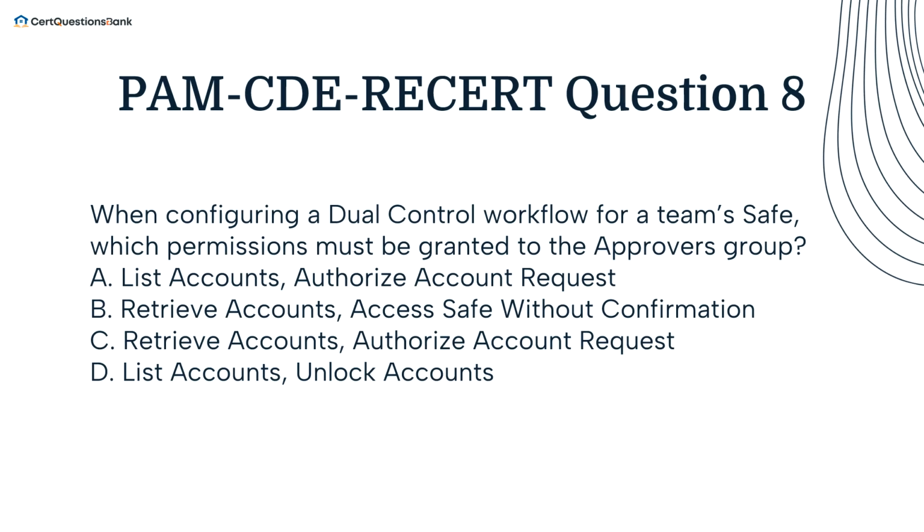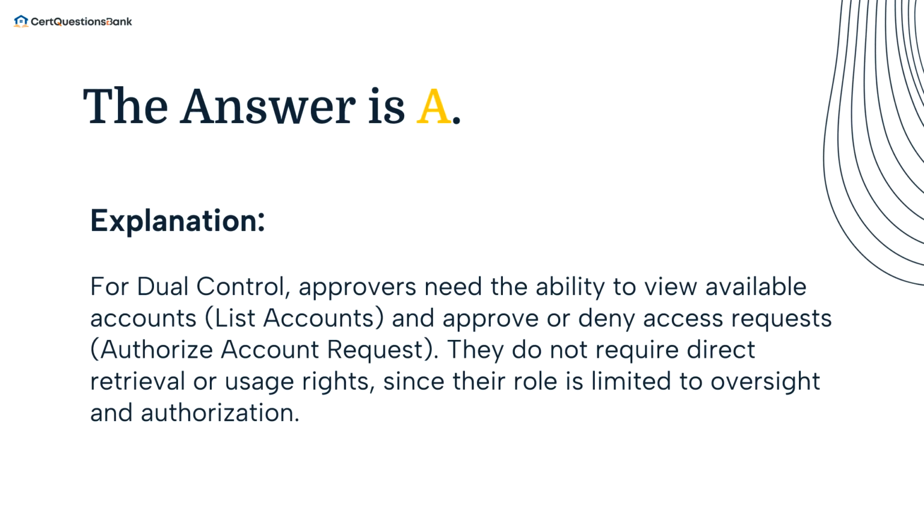When configuring a dual control workflow for a team's safe, which permissions must be granted to the approvers group? A. List accounts, authorize account request. B. Retrieve accounts, access safe without confirmation. C. Retrieve accounts, authorize account request. D. List accounts, unlock accounts. The answer is A.